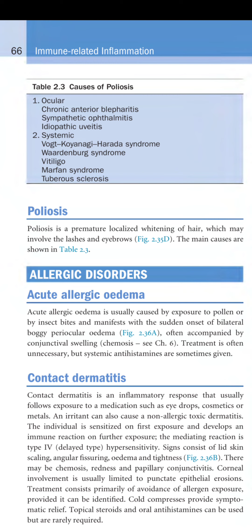So there are certain ocular causes and there are systemic causes. Ocular causes are the chronic anterior blepharitis, sympathetic ophthalmitis, idiopathic uveitis. Systemic causes are Vogt-Koyanagi-Harada syndrome, Waardenburg syndrome, vitiligo, Marfan syndrome and tuberous sclerosis.